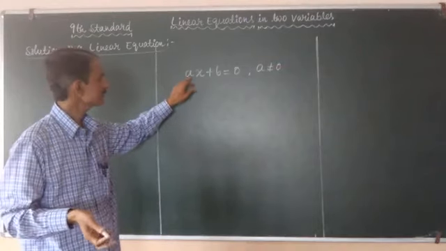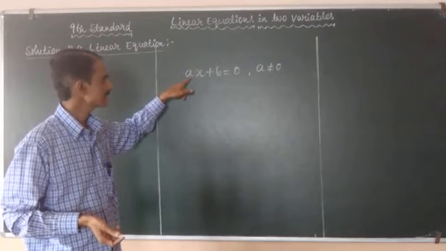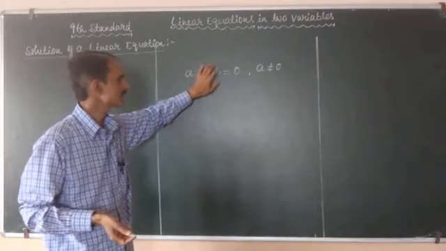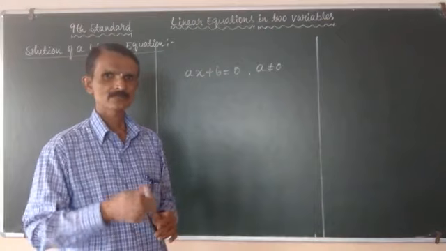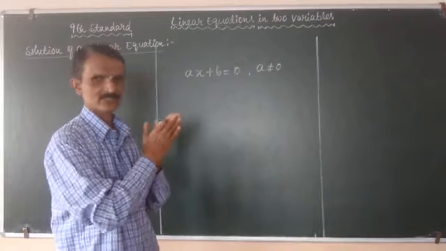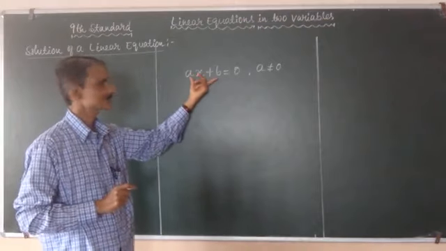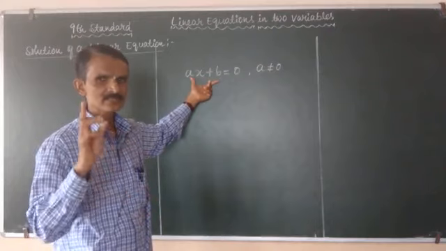So what will happen if a becomes 0? If a becomes 0, this part becomes 0, and then we only have a constant. So this point you have to remember. Students, ax plus b is the standard form of the linear equation in a single variable.